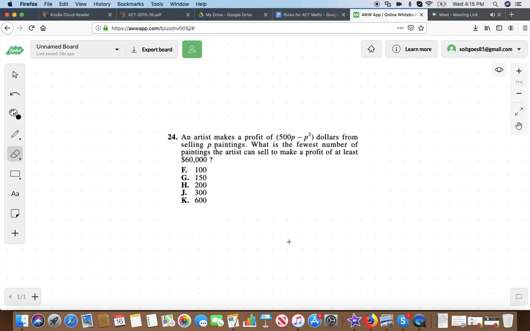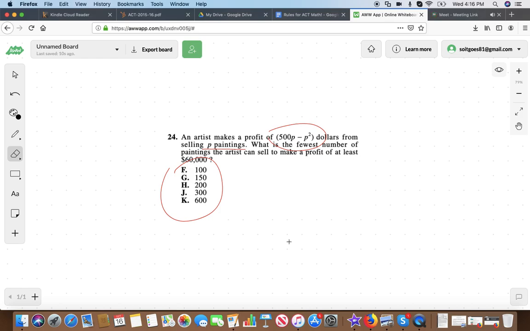This statement here, this whole 500p minus p squared, doesn't mean a whole lot to me. I don't quite know how to interpret that, okay? But I know p is the number of paintings, right? Yeah. They tell us that in the question. And then we've got 5 possible answer choices right here of possible numbers of paintings. Is there a way we can just test these answer choices and find what the fewest number of paintings is?